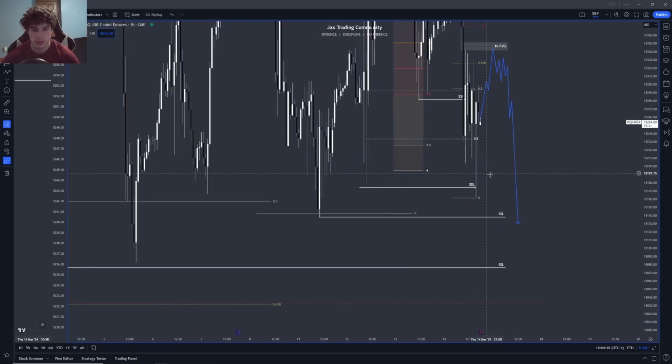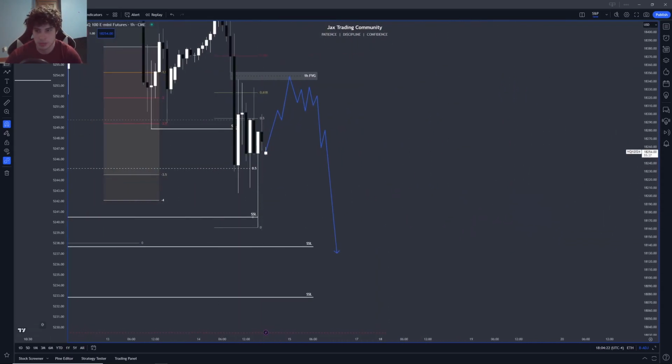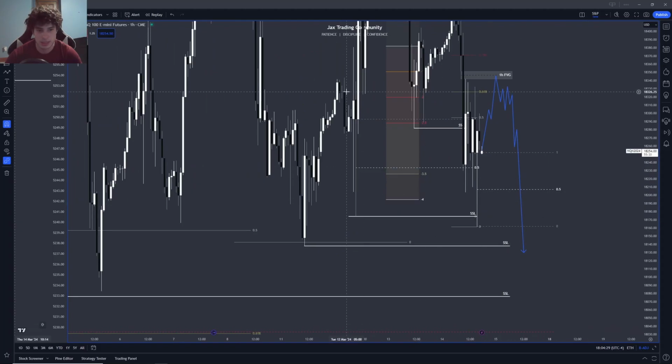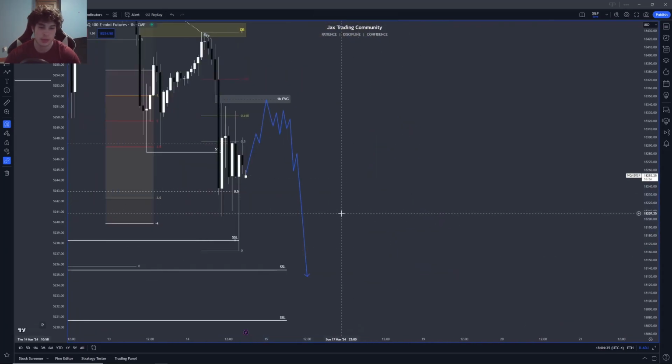So we may head back down. And then another thing to look at is on this, well, we may possibly reject OTE of this wick, but I highly doubt it because this is not a prominent low. It's not like something like this where we go up and go down. This is just going down and respecting this. So I don't think this wick's going to get respected.